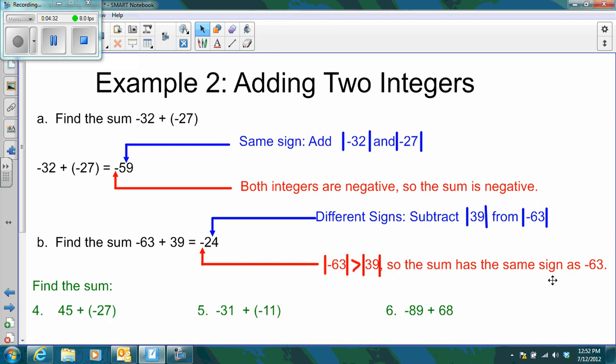So use this as a guide and look back at the rules to complete the following 3 problems to find the sum without using the number line, using these rules of if they have the same signs or different signs. Press pause now.